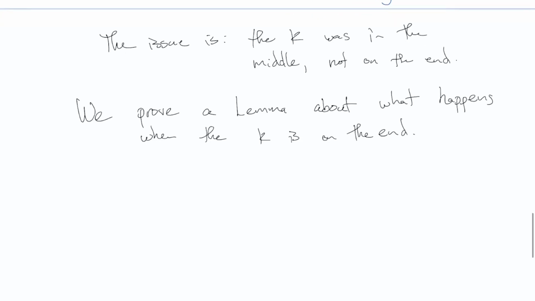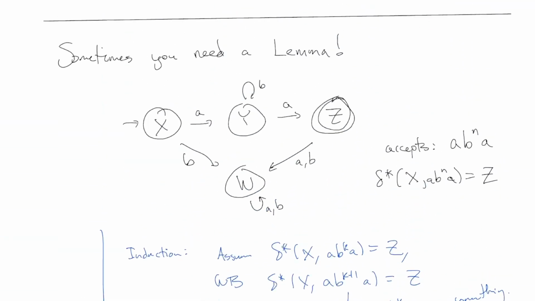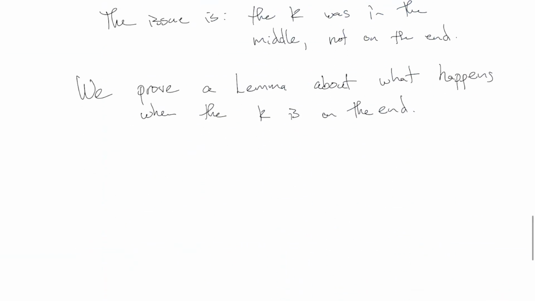All right, so this can be a little tricky. You have to be able to look at this, realize that you actually cannot prove this as is, and then figure out what else you should be proving. Really, instead of a b^n a, I want to prove something about just a b^n. So in this particular example, I'm going to write a lemma.